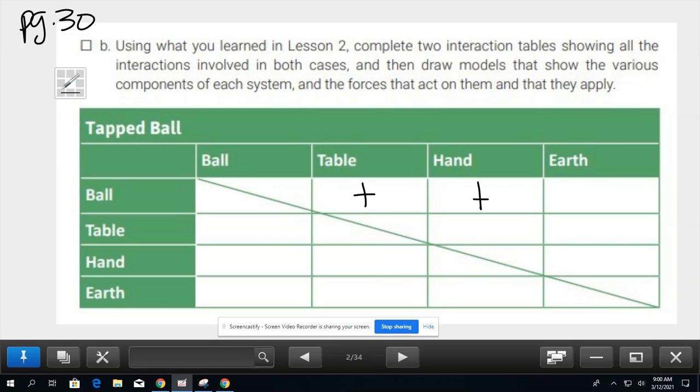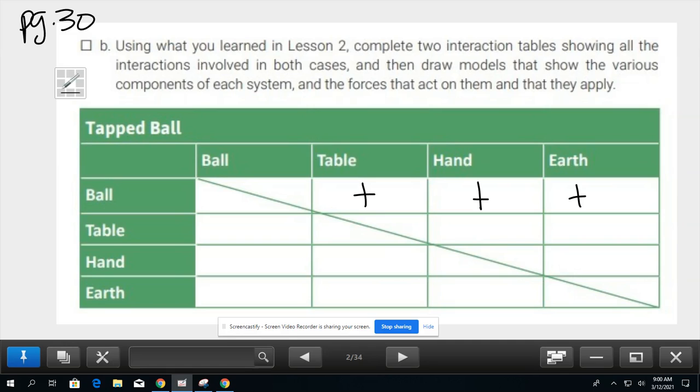The ball is not physically touching the ground, it's not physically touching earth, but it is interacting with earth. The ball has mass. The earth has mass. All objects that have mass have gravity. Gravity is an attractive force that tries to bring objects together. So earth is interacting with the ball.